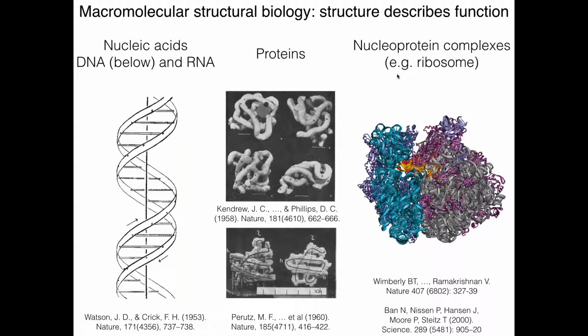These are the first structures of myoglobin and hemoglobin from John Kendrew and Max Perutz. These were solved in 1958 and 1960. These were the very first proteins that were described using X-ray crystallography. And of course, these structures really opened up a whole world of protein structural biology and molecular biology.